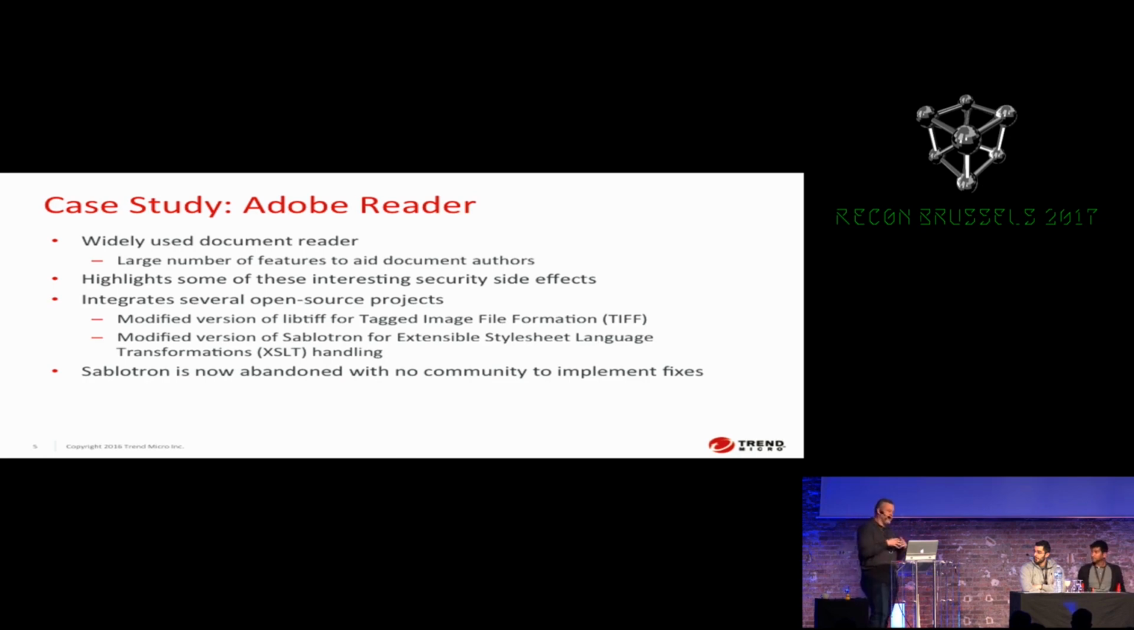If we look at Adobe Reader, it has several open source projects that it integrates, one being a modified version of libtiff for TIFF parsing, and also a modified version of Sablotron, which is used for Extensible Stylesheet Language transformation handling. Unfortunately for Adobe, the Sablotron project is now abandoned. There's no more community implementing new features, and there are no security fixes going on in that project in the open source space. So it's left up to Adobe to integrate and fix all the bugs coming into their security group in this old code.